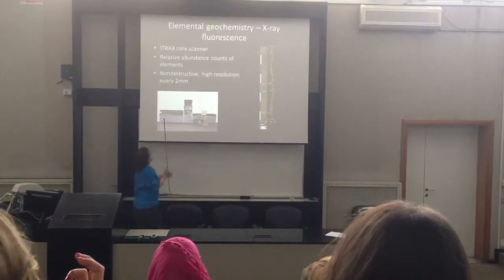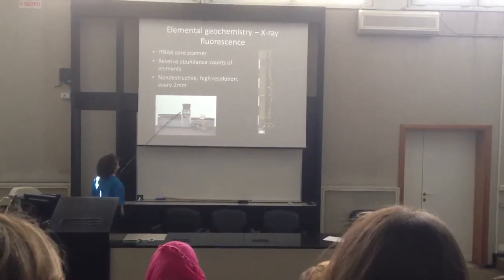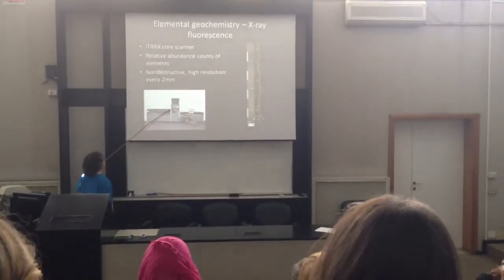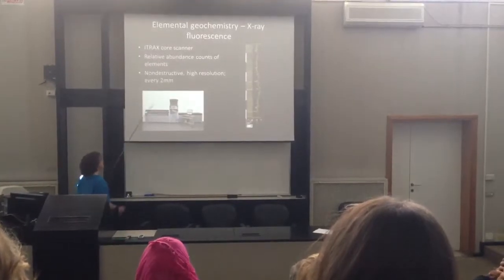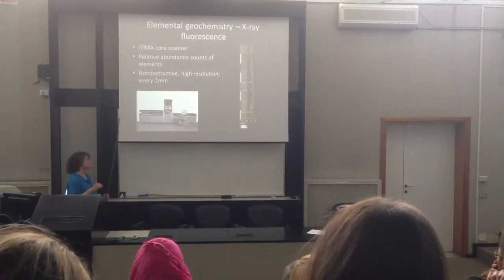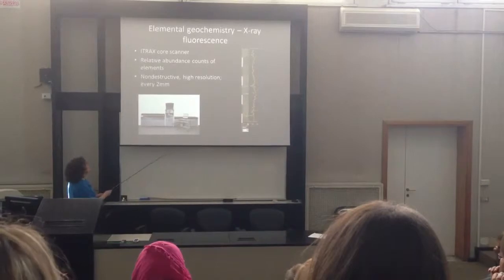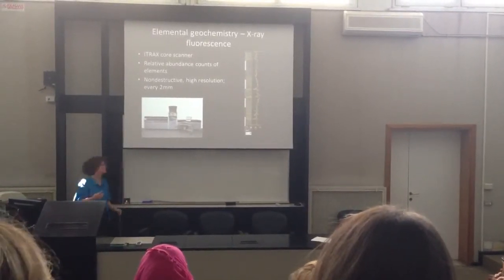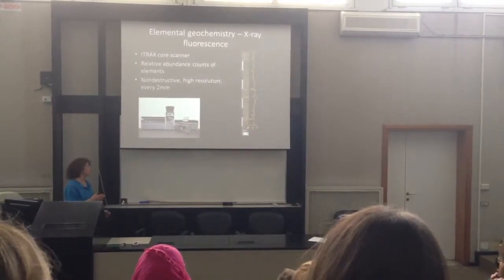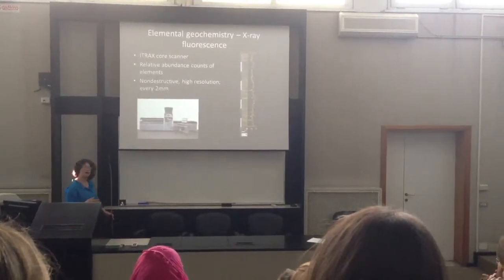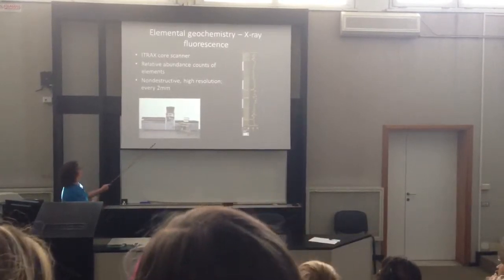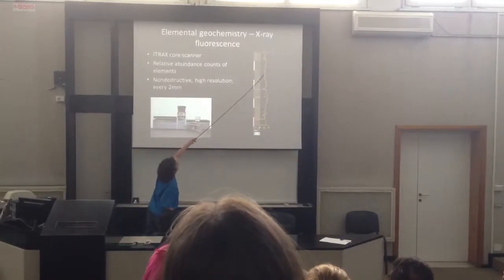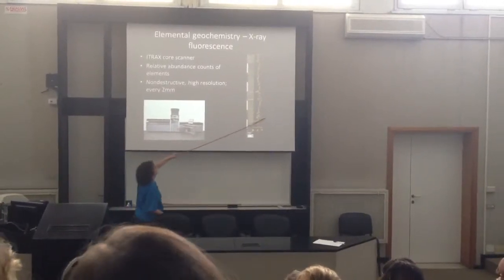What's good about this machine is you put your core in here, and it passes through the machine. It's like a big pizza oven, and it takes high-resolution analyses every 2 millimeters. So it gets a lot of data, and it doesn't use up the core. The data is a suite of 30 elements, from aluminum all the way through to uranium. Some of the elements are useful for us, and in particular, if we look at one of the core sections, this is titanium, and this one is calcium.